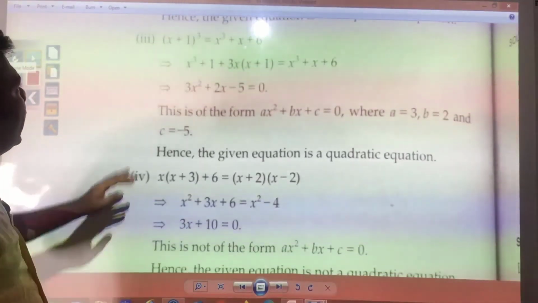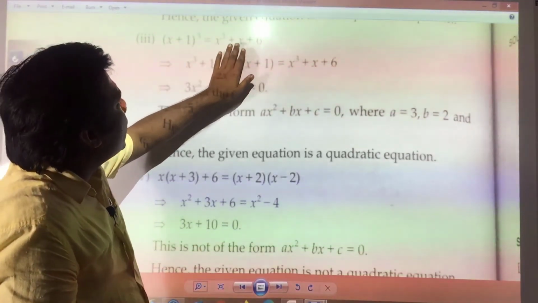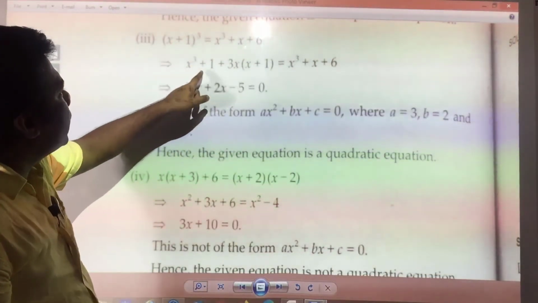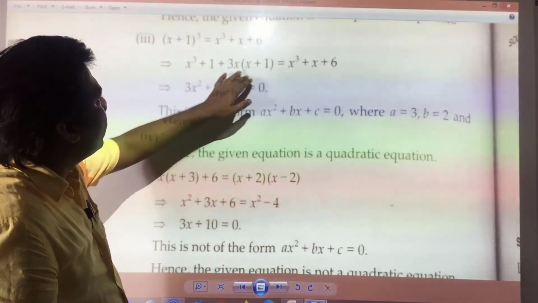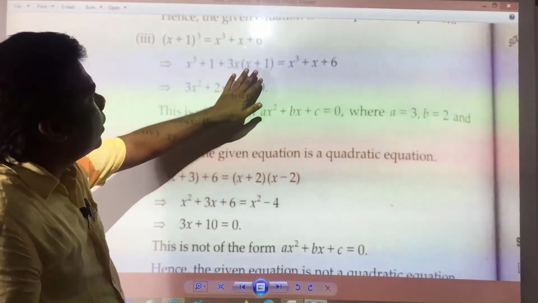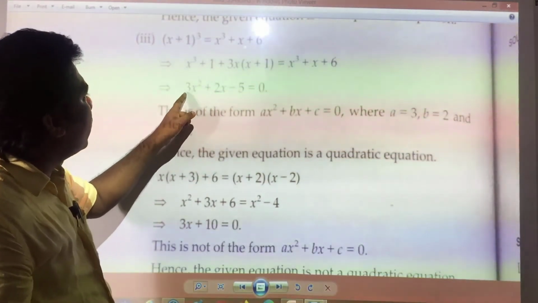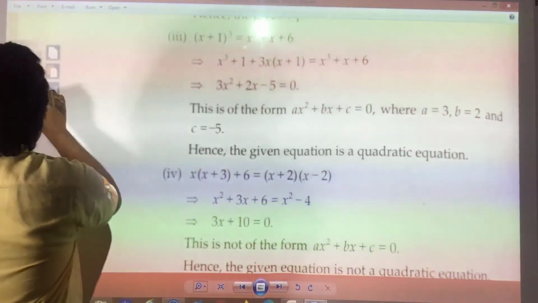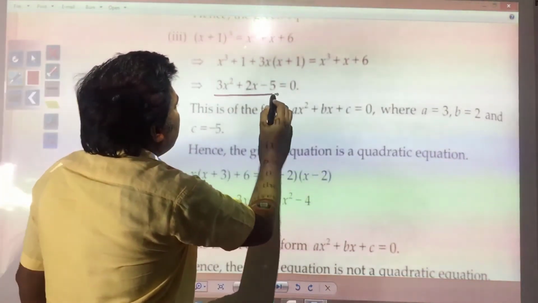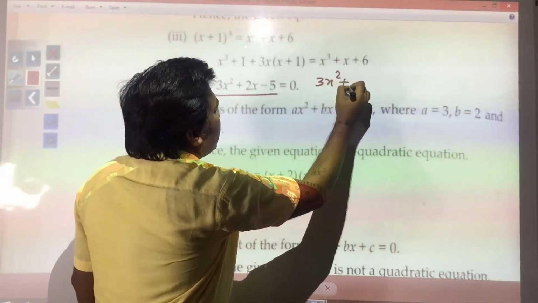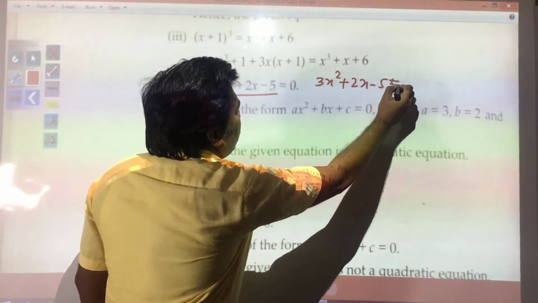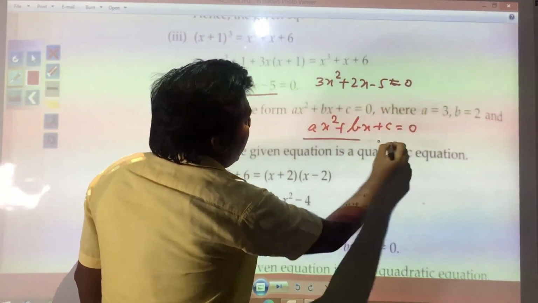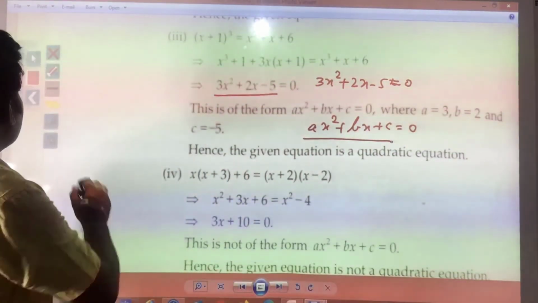Then you have (x plus 1) whole cube is equal to x cube plus x plus 6. Again (a plus b) whole cube is a cube plus b cube plus 3ab into (a plus b). In that form it is simplified, and after simplification you get 3x square plus 2x minus 5 is equal to 0. Now you see, this 3x square plus 2x minus 5 is equal to 0 is in the form of ax square plus bx plus c is equal to 0, and that is why this is a quadratic equation.